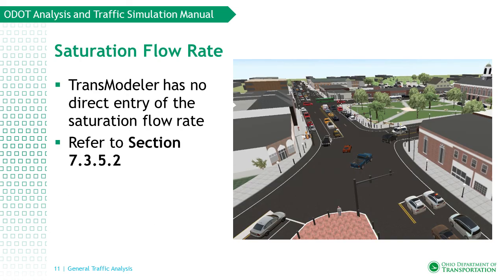In Transmodeler, direct entry of the saturation flow rate is not available. Refer to section 7.3.5.2 to determine how to make the necessary model changes to reflect the field-measured saturation flow rate.